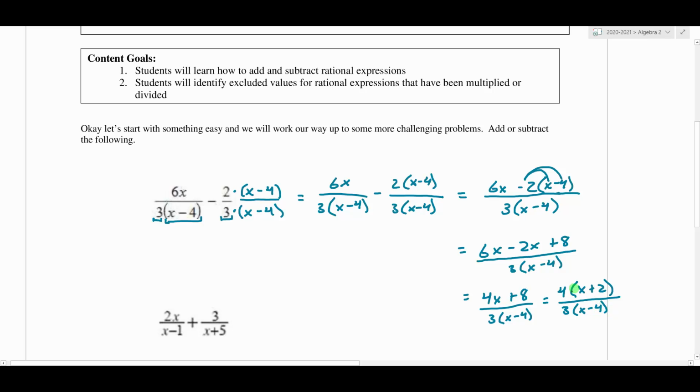Okay, and I would actually accept either answer here. So if you didn't factor that 4 out, because you might not have noticed that these have a common factor of 4 that can be pulled out, that's okay. If you left your answer like this, it's perfectly fine. But the reason that I like to pull that 4 out is because there's a chance that I can get a common factor here that might cancel. So I would accept either of these answers. They're both correct.